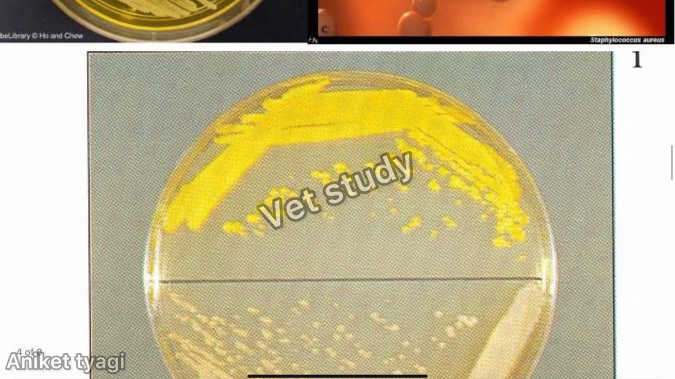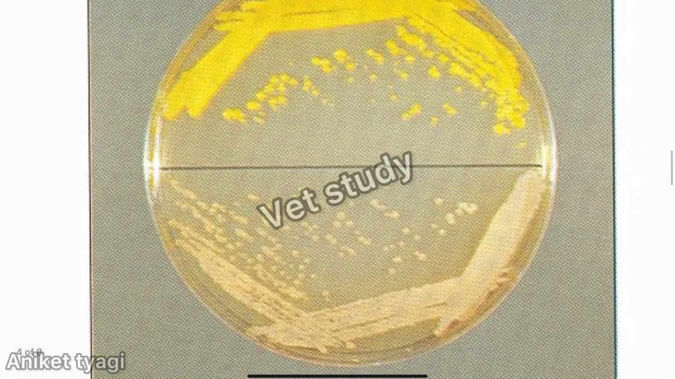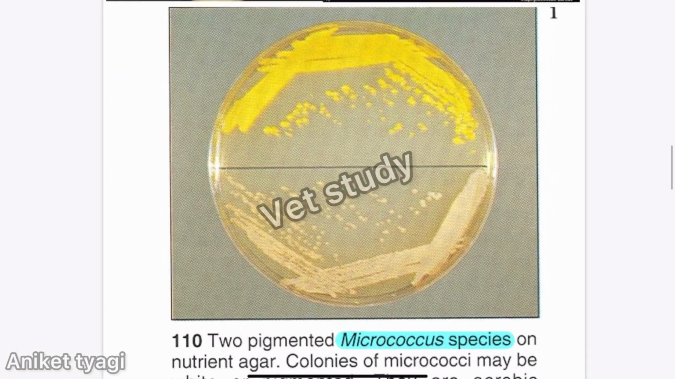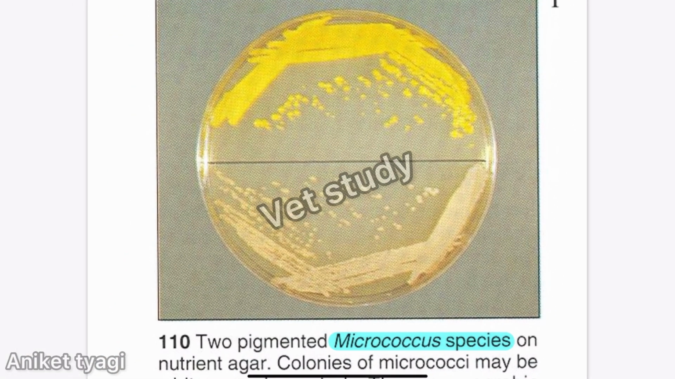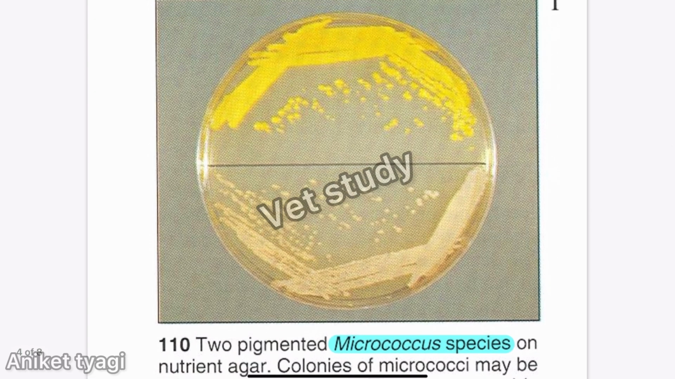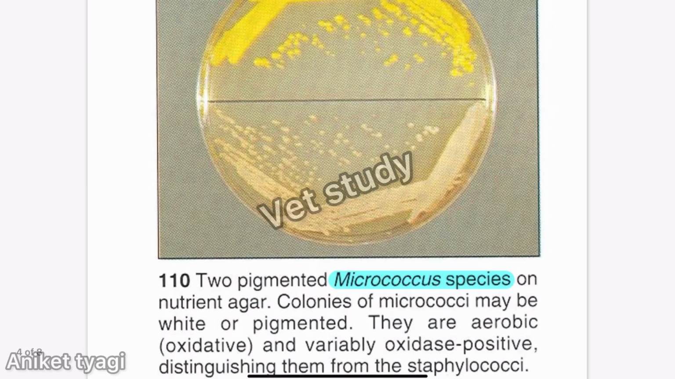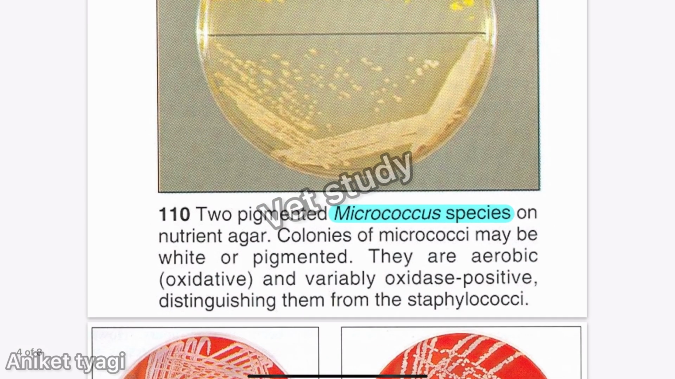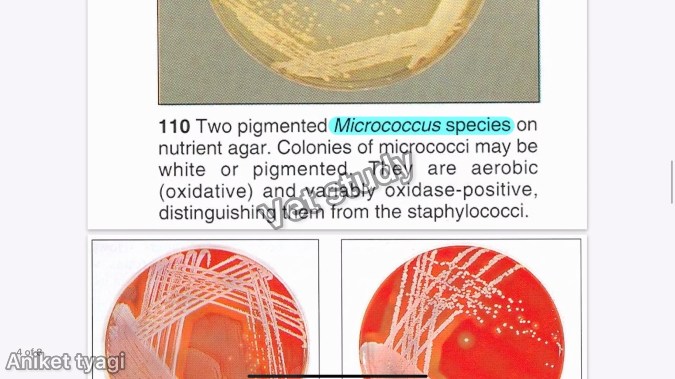And after this we have an image of Micrococcus. So these are two pigmented colonies of Micrococcus species, and Micrococcus species can be white in color or they can be yellow in color, okay? So you have to differentiate Micrococcus species and Staphylococcus from the Micrococcus.